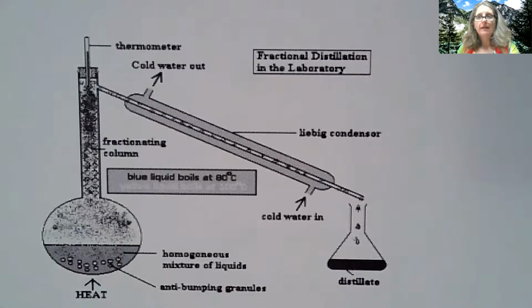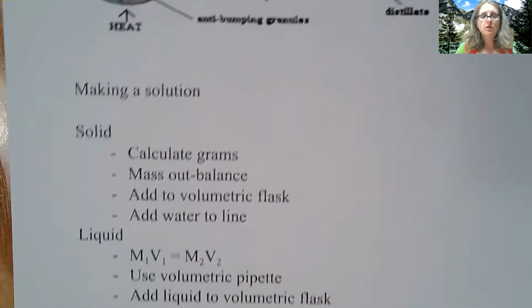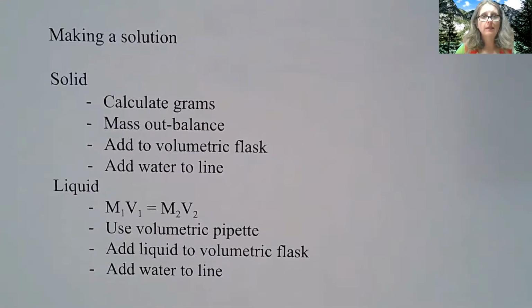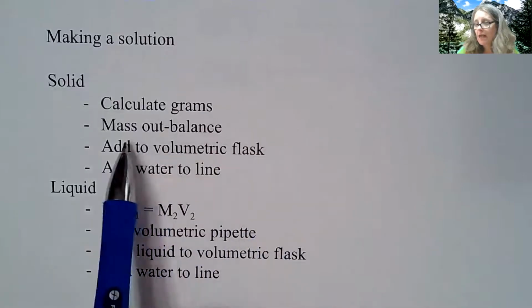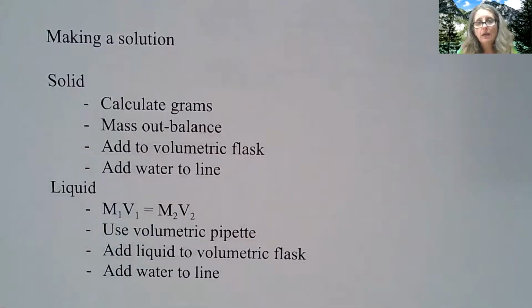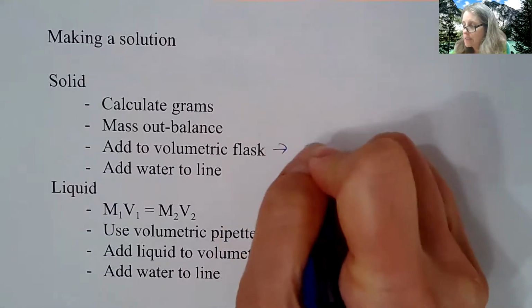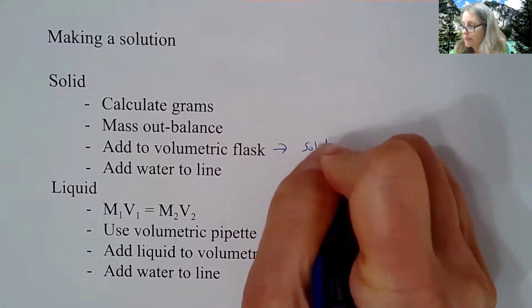Finally, to wrap it all up, I know there's a lot going on in this video, is how to make a solution. I've also given another video on solutions that I found. Either you're making it from a solid or from a liquid. If you're making it from a solid, you're going to mass it out and put it into a volumetric flask, which we've talked about before. The reason you use this is because the solid takes up volume.